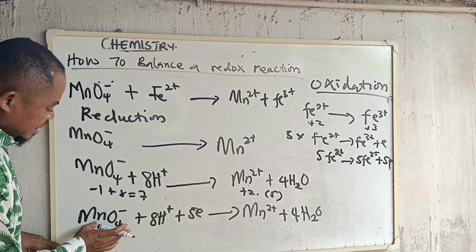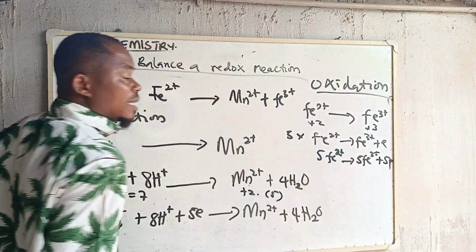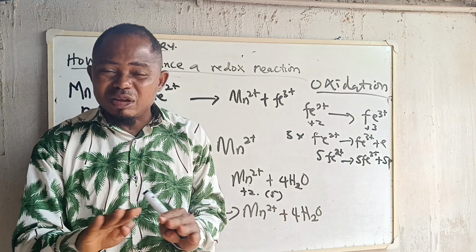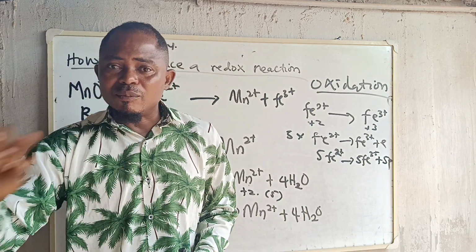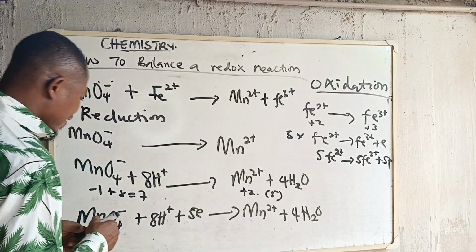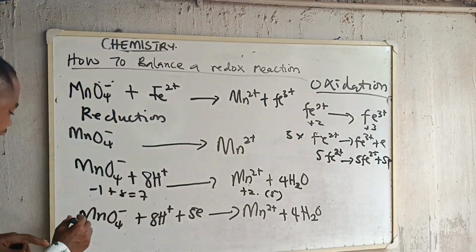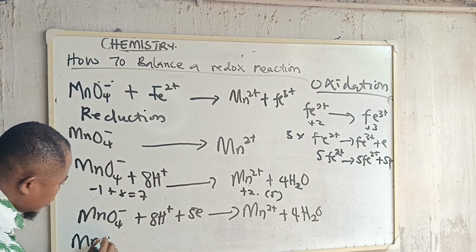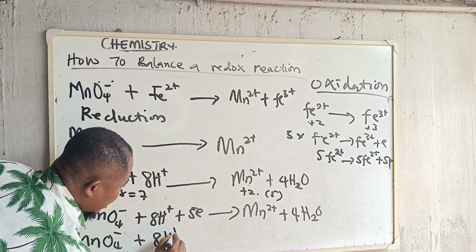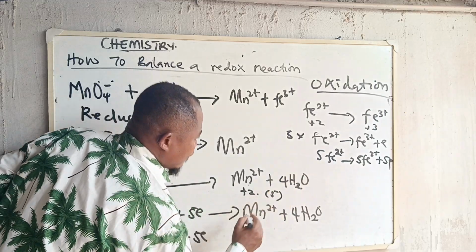Now, we are going to merge the reduction half equation and the oxidation half equation. Now remember, I have told you, oxidation and reduction processes do not exist alone. They are complementary processes. Anytime there is an oxidation, there must be a reduction. They have to occur simultaneously. Are you following? Now let's merge the two. On the reactant side, I'm going to have MnO4 minus plus 8H plus plus 5e.